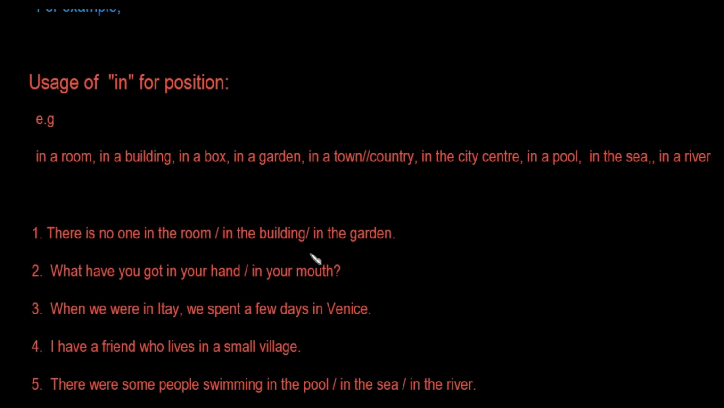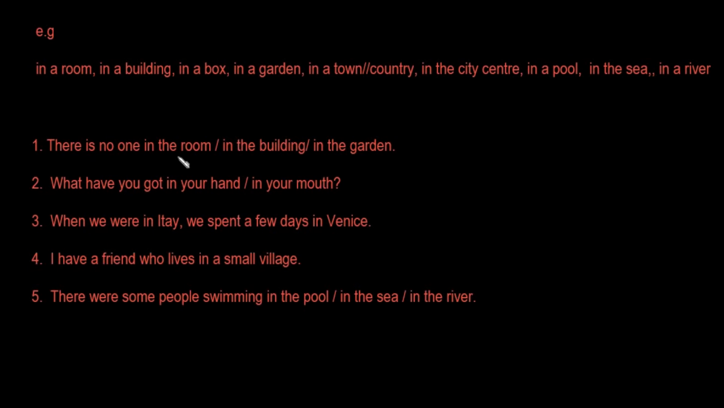In will be used when there is something inside, like something which is covered all around. So we use in for something completely covered by something else. There is no one in the room, so the room is completely closed. The building is completely closed, and the garden is completely surrounded all around. Maybe there will be one entrance, but it is covered all around. So that's why we use in the garden.